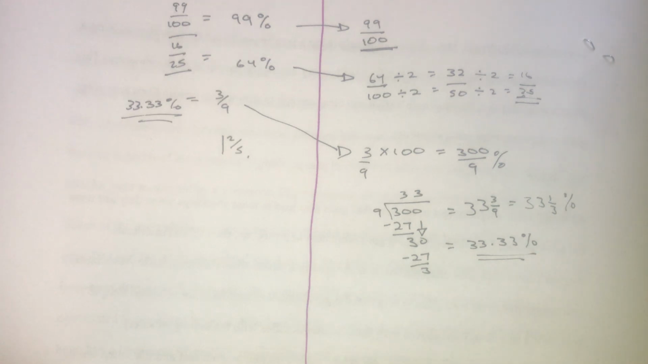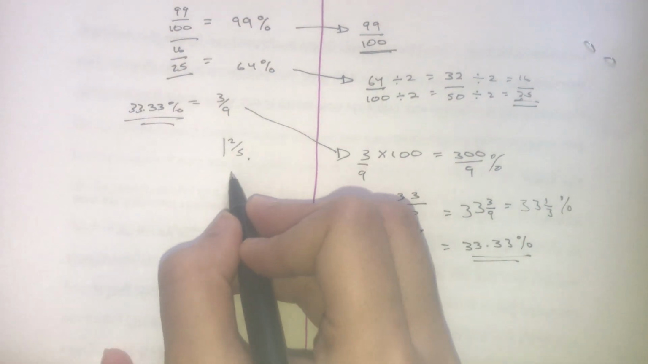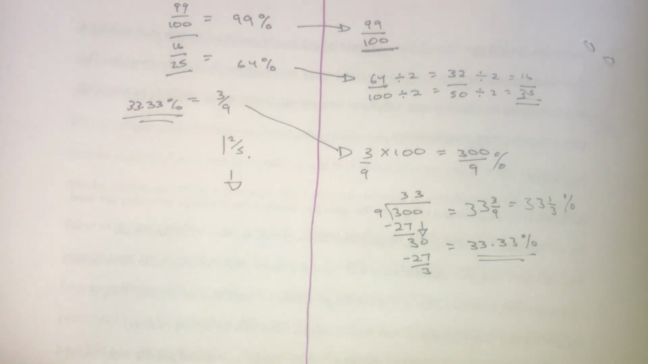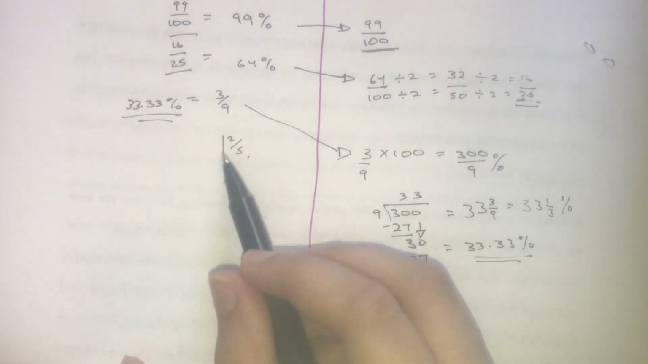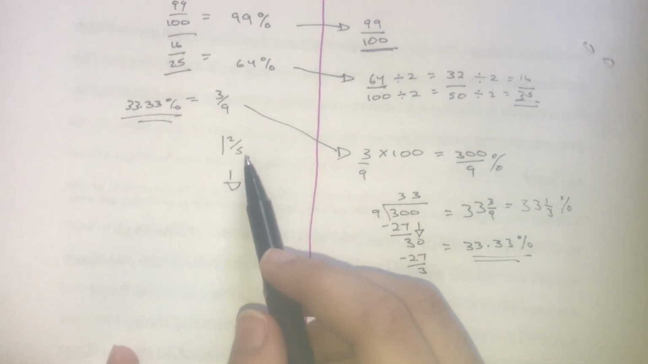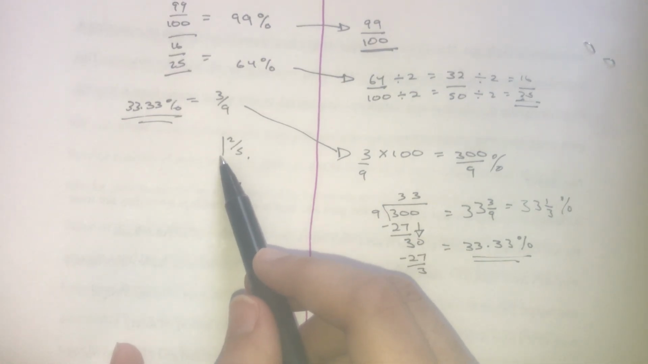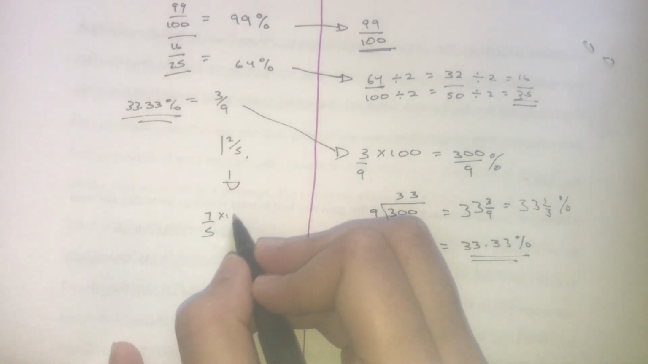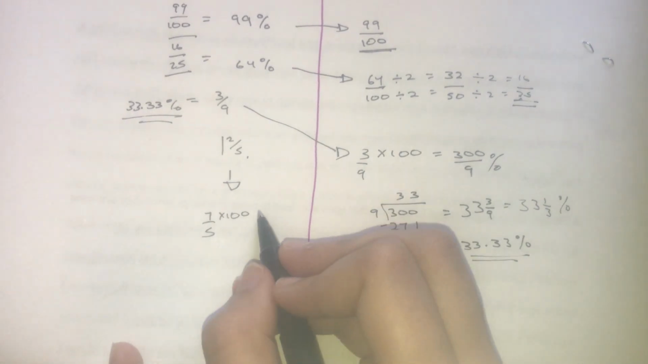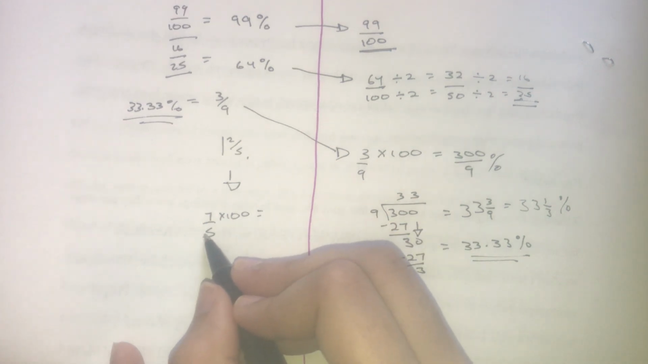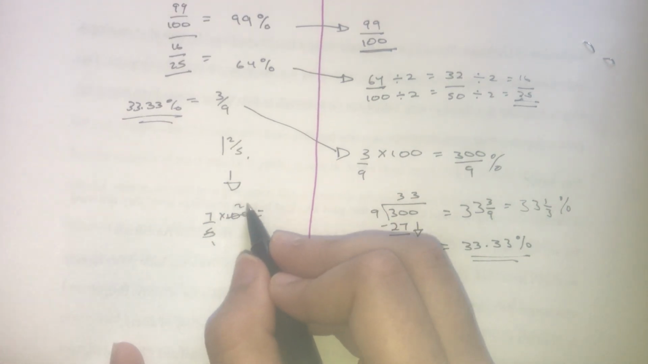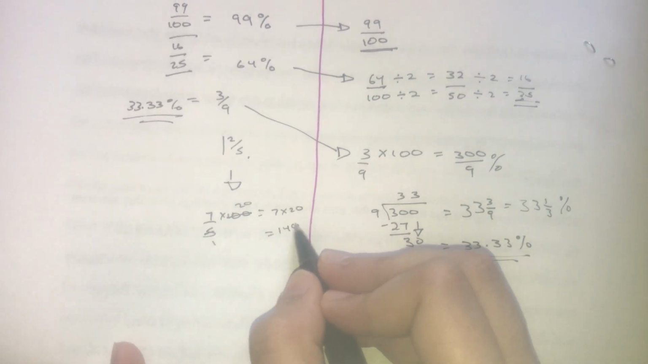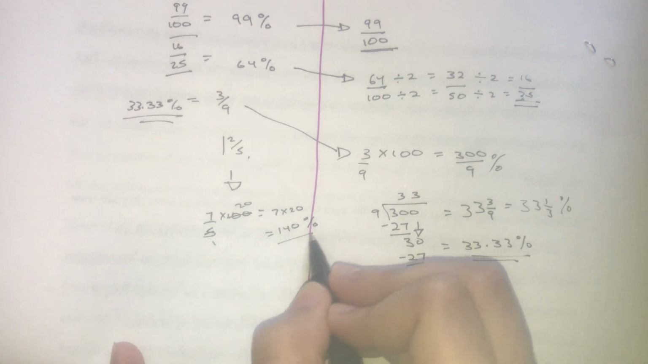Then now we go to the next question, that is 1 2 over 5. Let me show you the best way. You convert it into an improper fraction, so that is 5 times 1 is 5, plus 2 is 7 over 5, and then you multiply it by 100 like you did before. 5 divided by 5 is 1, 100 divided by 5 is 20, 7 times 20 is 140%.